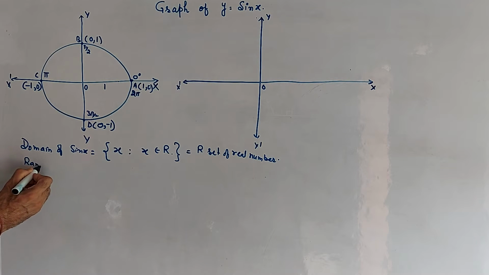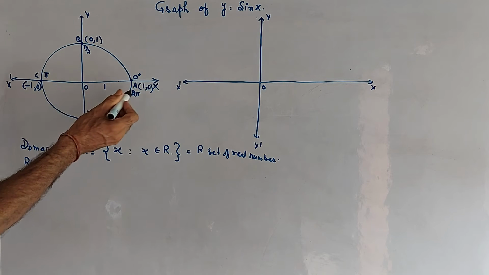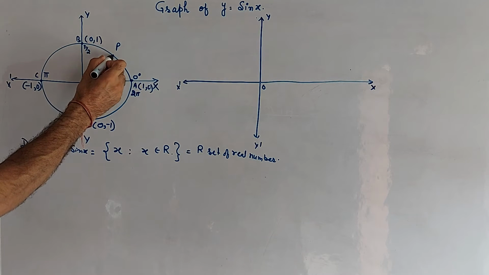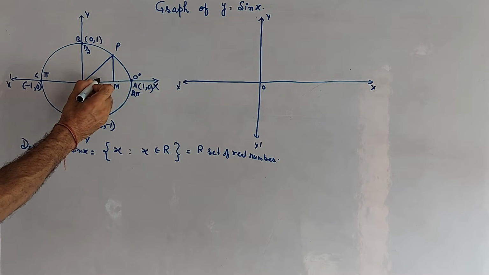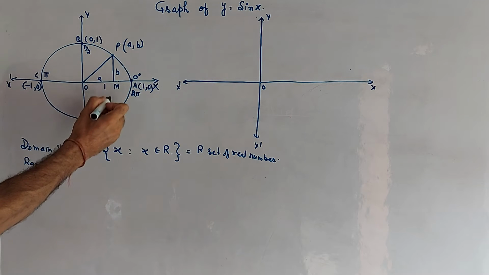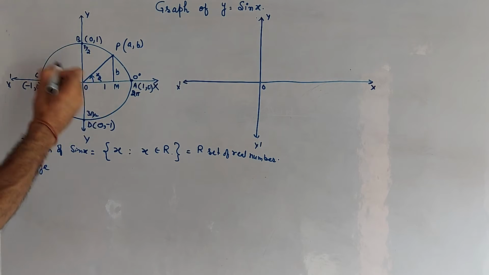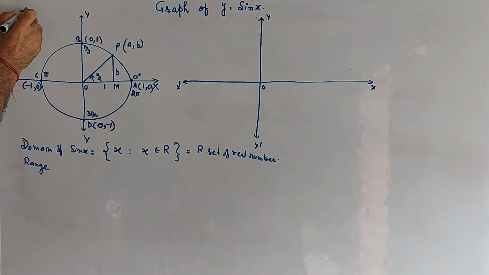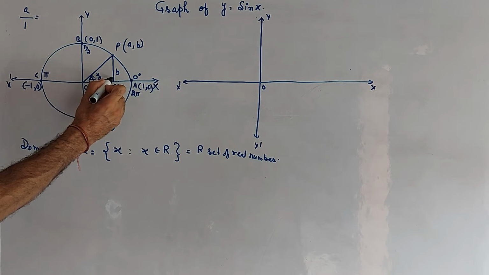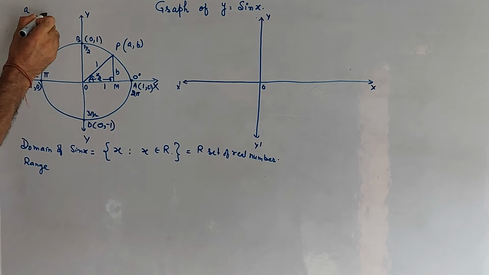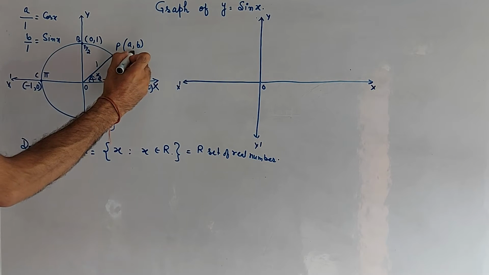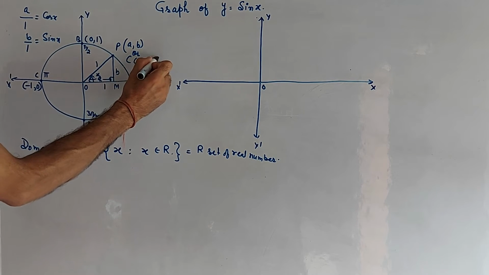And the range, from the unit circle we know that, let P be any point on the circle, and this is PM. Suppose this is A, this is B. So the coordinates of P are (A, B), and suppose the angle is x. In the right angle triangle, A upon 1 is cos x, B upon 1 is sin x. So we can also write the coordinates as (cos x, sin x).